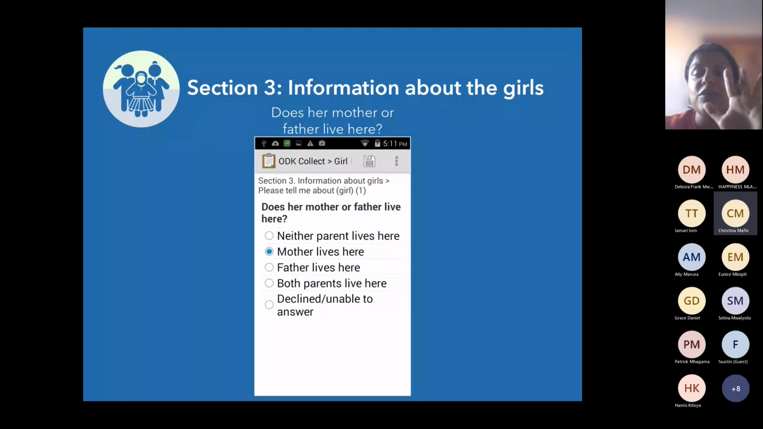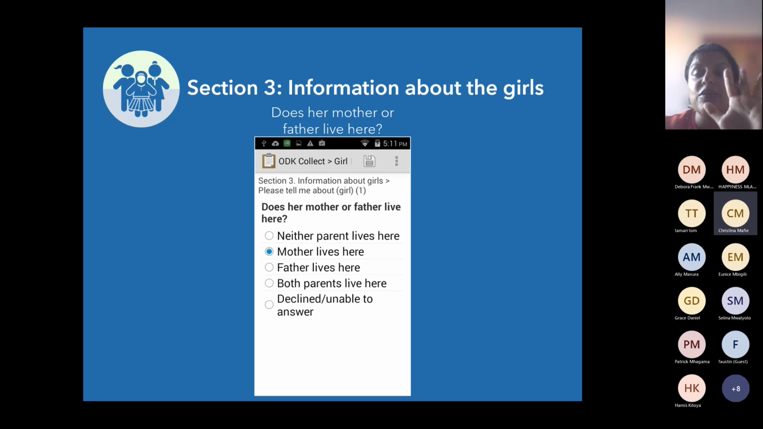Okay, so then the last question is, does her mother or father live here? So neither parent lives here, her mother lives here, her father lives here, both parents live here, or declined or unable to answer. In certain settings where it's very common parents are not in the home, but you just want to know whether she has any kind of guardian there at all, we can add the answer choice, guardian lives here.